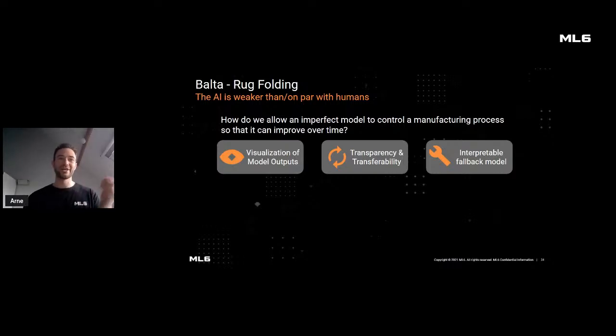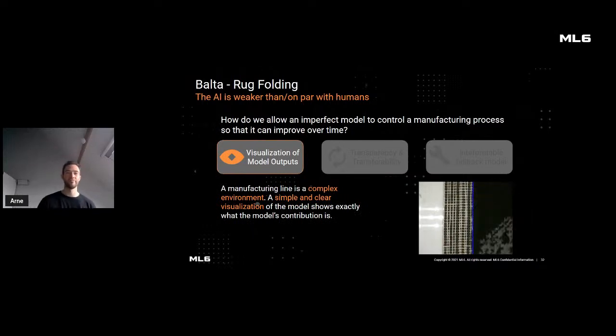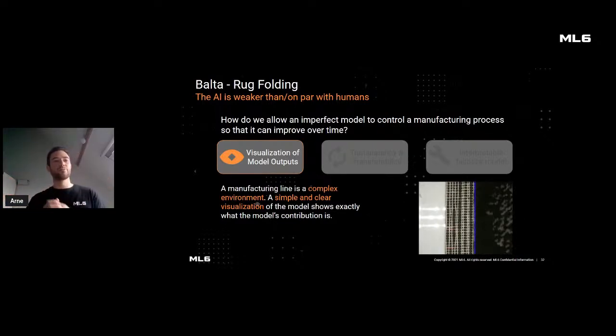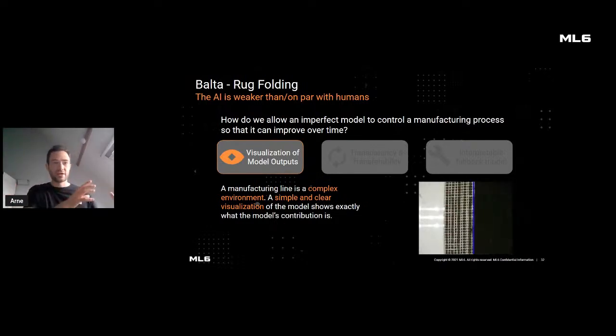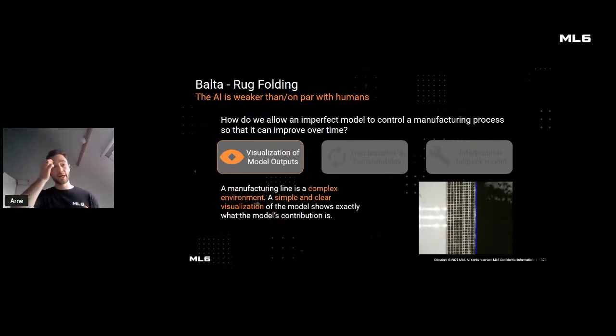And of course, relating back to the design patterns that we just saw, they're out of order, but my story makes way more sense if we talk about them in this order. So starting with the visualization of model outputs. And there we need to realize that a manufacturing line is a really complex environment. There are a lot of different actors, a lot of different processes that contribute to the end result. So a mechanical component could fail, or the model could fail, or it could be a human error.